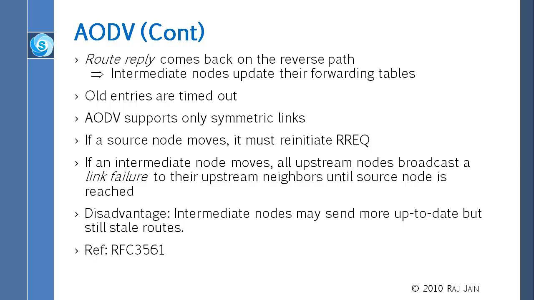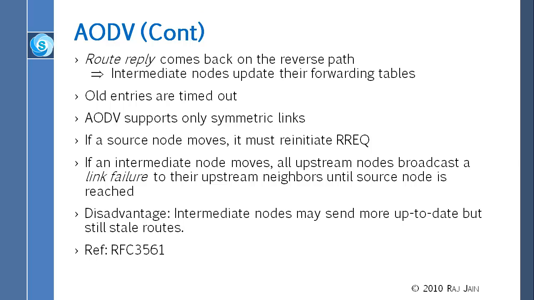If a source node moves, it should reinitiate RRQ. So basically the source remembers all the paths when it is in one location, but if it moves, then all the paths are gone, and for every node it will have to find a new path. If the intermediate nodes move, all upstream nodes broadcast a link failure to their upstream neighbor until the source node is reached. So whenever an intermediate node moves and some link goes down, they inform the source that the link has gone down.